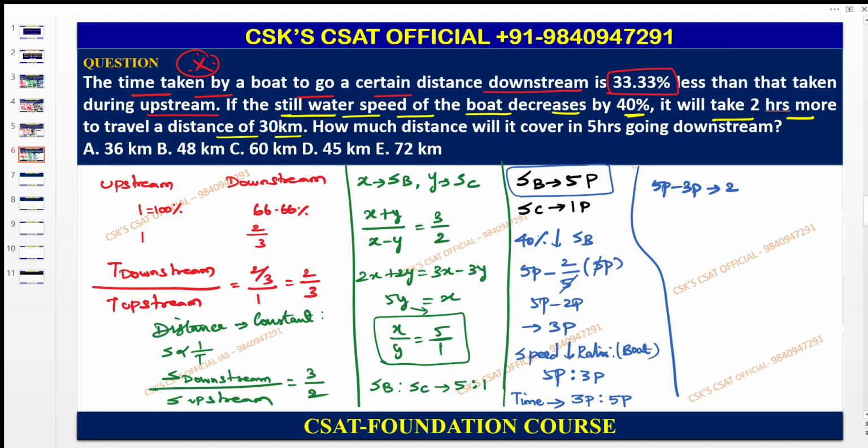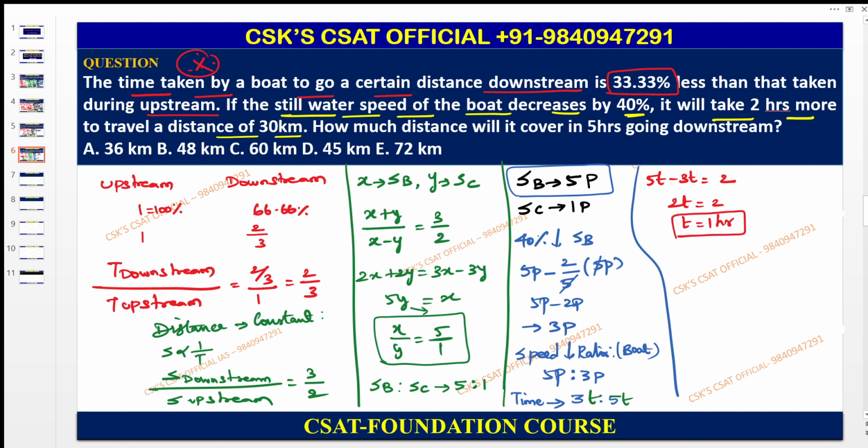Right? Speed we are taking as p, so the time you can take as t. Okay, that would be better. For a better understanding, you can take the time here as t. The time difference provided here is 2 hours more, because they are giving you the time difference as 2 hours. So therefore 5t minus 3t is equal to 2. Then 2t is equal to 2, so t is equal to 1 hour.